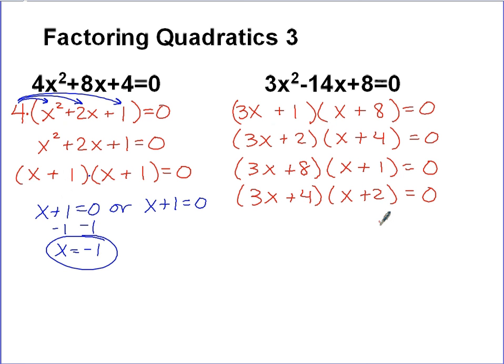And as I'm thinking about that, I know I have to multiply these out and try to see which one will get me this middle term. And let's look at just this top one. 3x times 8 is 24x. And 1 times x is 1x. And it will get me 25x in the middle. That's not negative 14x. And as I look down on all these, I think, man, this is all just positive. I'm never going to get negative 14x.